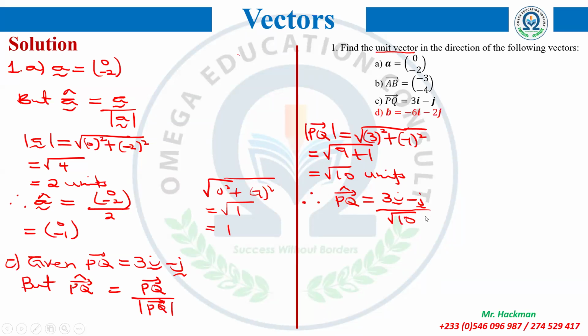Someone can split before rationalizing, meaning someone can write 3 over root 10 I minus 1 over root 10 J, then rationalize. But I am going to rationalize before splitting. So in this case, this will be equal to 3I minus J, don't forget your tildes, all over root 10. I'm rationalizing, so it will be times root 10 over root 10. Is my point well made?